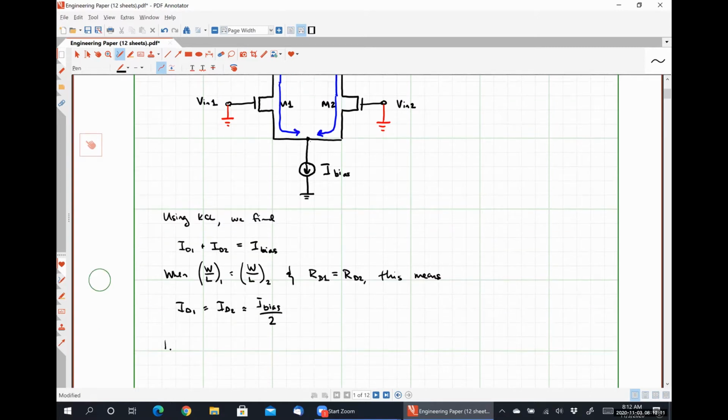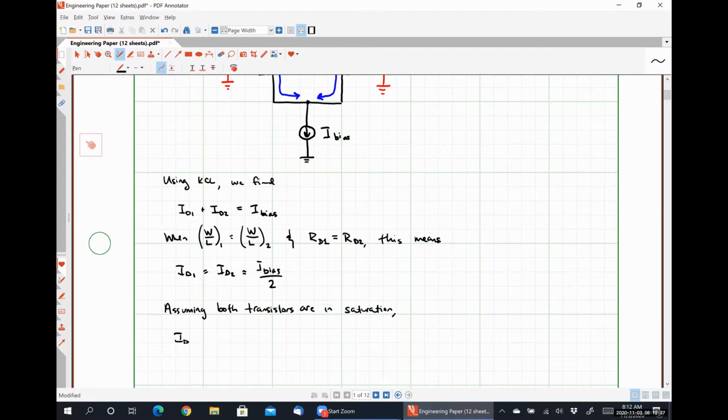So if we assume that both transistors are operating in saturation, where ID is equal to 1/2 mu n Cox W over L times VGS minus VTH squared.